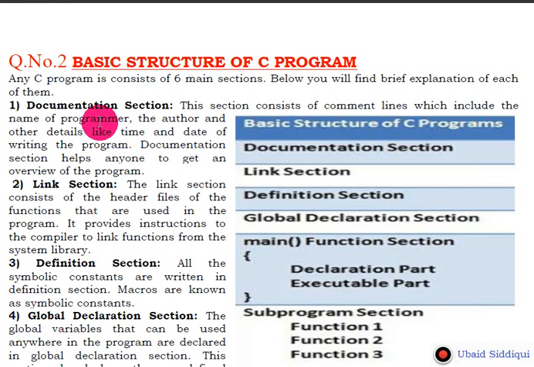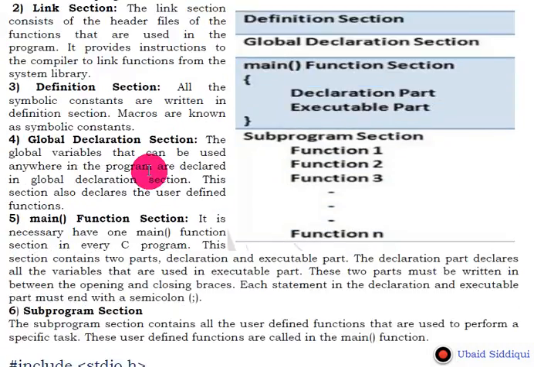The first section of a C program is known as the documentation section. In this section, you can include the name of the programmer, the date, the purpose of the program, what kind of program you have written, and the time of the program. These details you can write in this section with the help of a symbol known as slash star, star slash. So in between slash star and star slash you can write the comments.